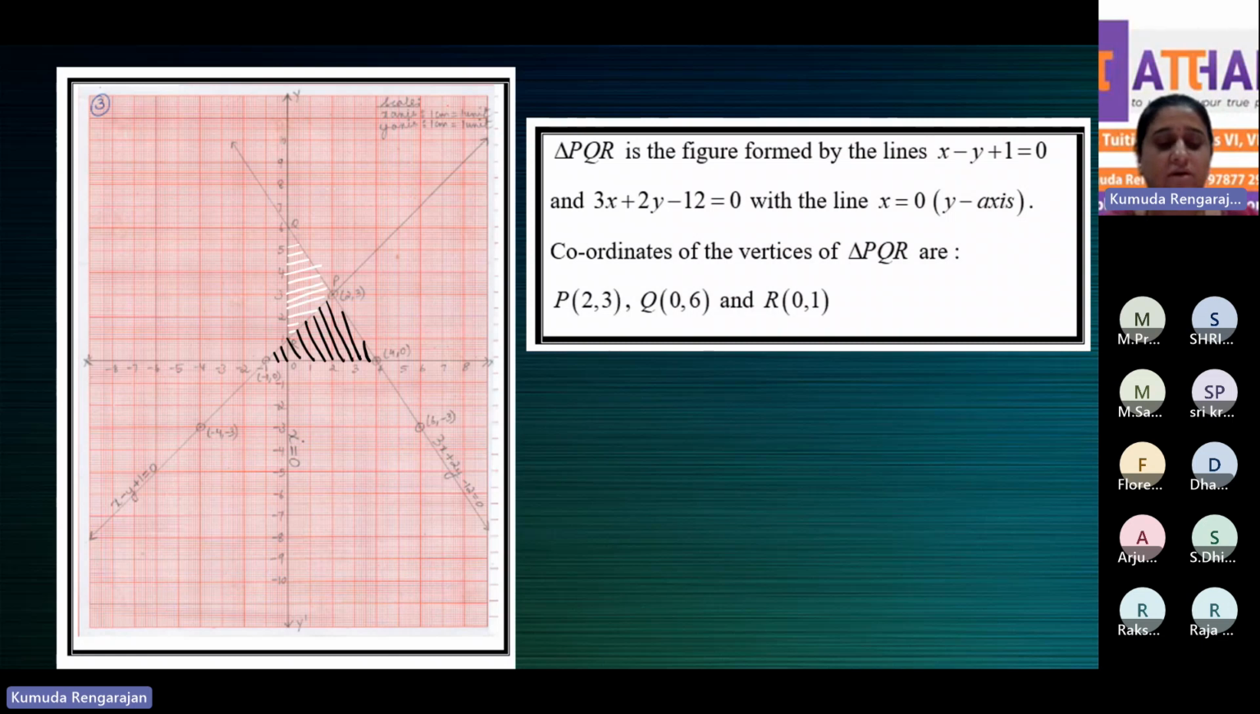Very good. Shashank, you're right. Your triangle is also correct. Very impressive. Rakshita. Yeah, graph is correct. Arrows are missing.